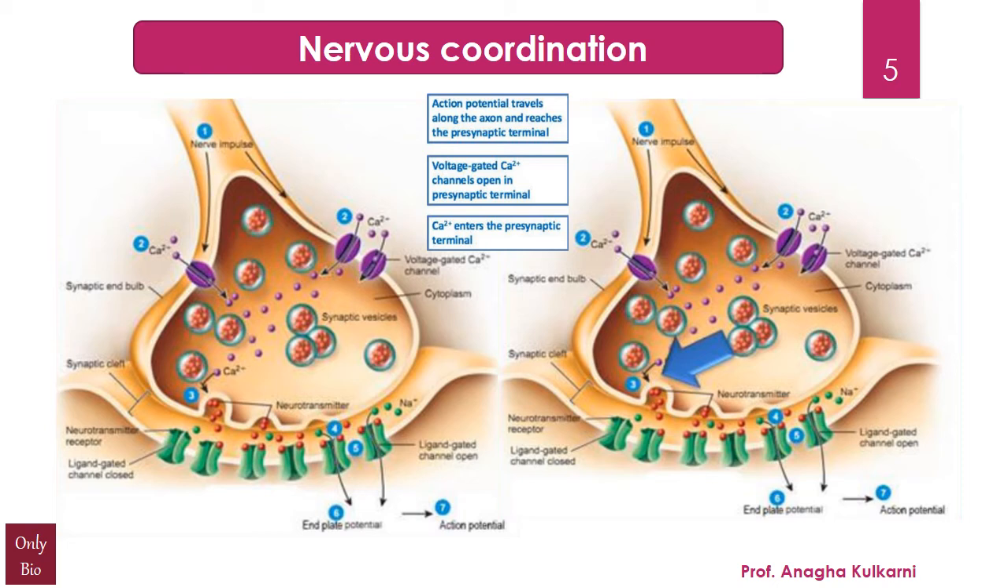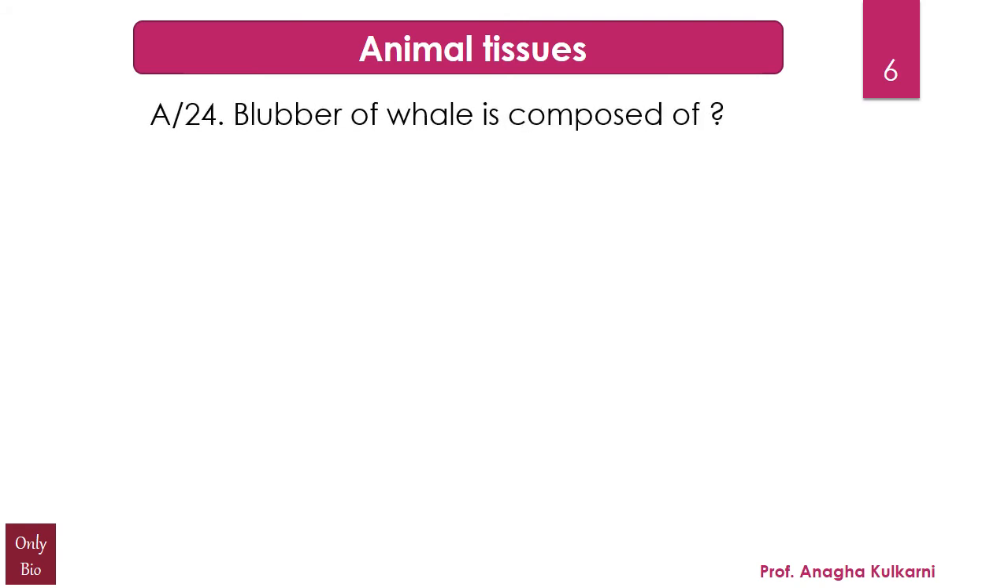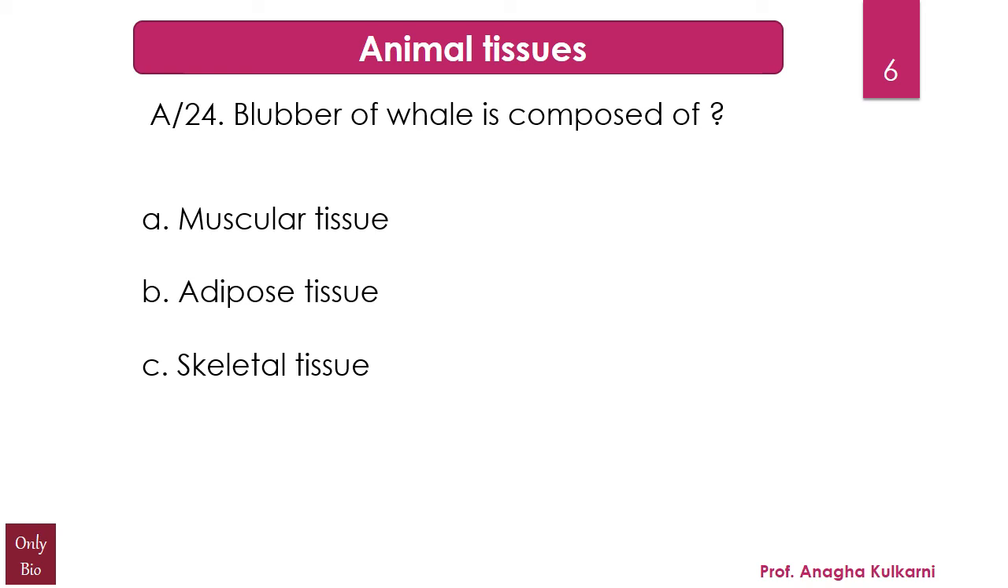I now take you to the next question. This question relates with the chapter that is animal tissues and the question is the blubber of the whale is composed of dash and your options are A. Muscular tissue, B. Adipose tissue, C. Skeletal tissue and D. Areolar tissue.